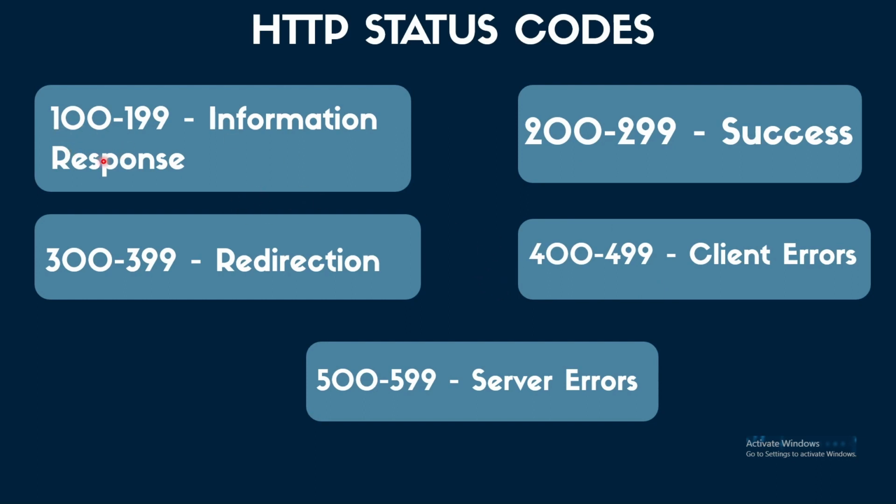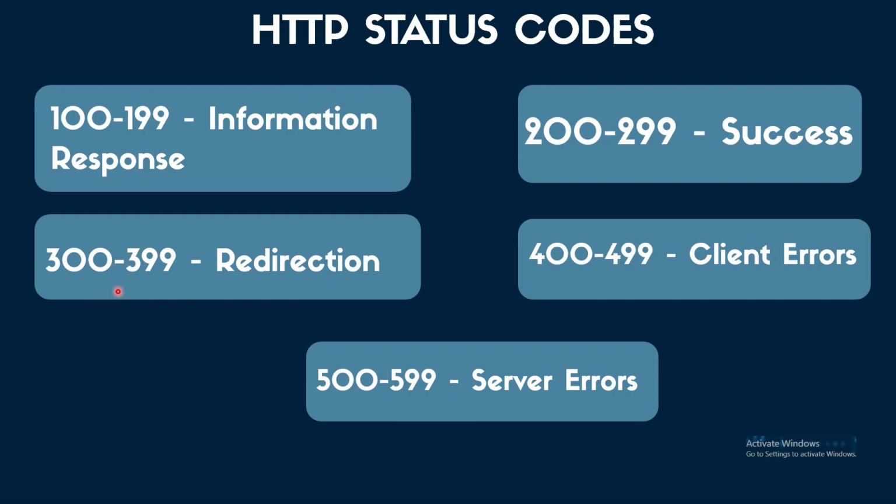So we can see that the range of 100 to 199 is the informational response. These are not very common status codes. These were used to tell the client their first part of request is accepted and they should continue sending. The 200 to 299 range basically means that the request was successful.